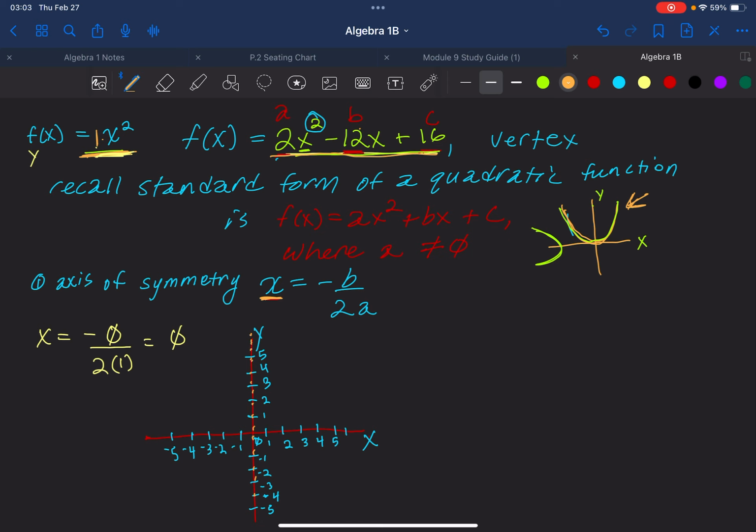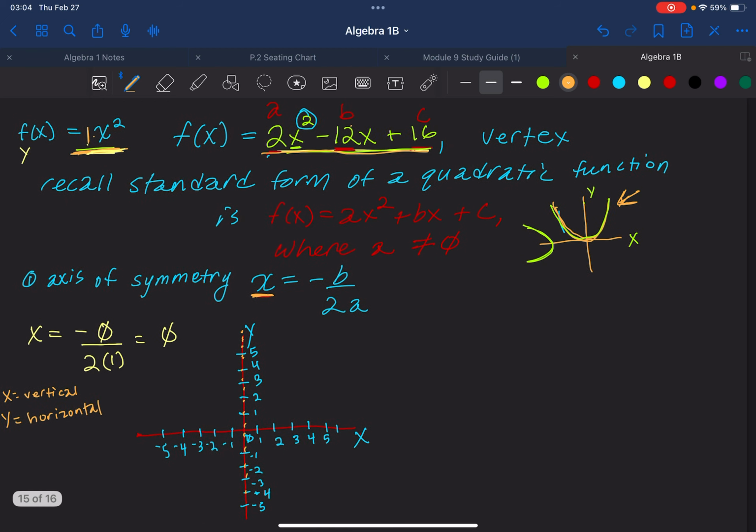Whenever you have x equals a number, it's going to be a vertical line. Okay, if it's just x equals a number, it's a vertical line. Whatever that number is, that's where your line is going to cross the x-axis. In this case, my x is 0, so I have a line crossing the x-axis at 0. Okay, if you have y equals a number, it's going to be a horizontal line. Okay, so we did that.